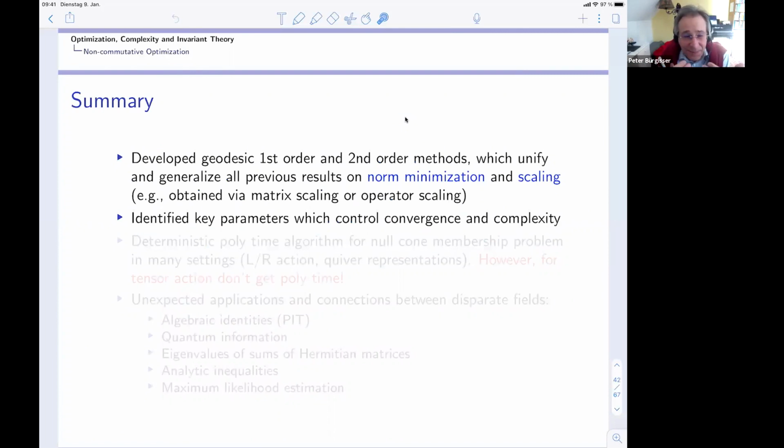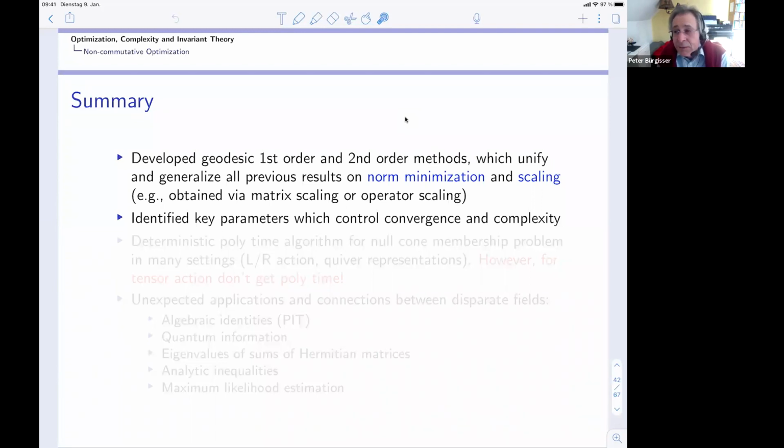So what we do, we are in this very general setting. One feature of this paper is that it's extremely general: a reductive group acting on a quantum space, and so on. Then we develop geodesic methods for optimization, and I will explain in more detail what I mean. We have a first-order and a second-order method, which are modeled after what people usually do in Euclidean optimization. We get algorithms and results that basically unify everything that was done before. The problems we look at are norm minimization and scaling, which I will explain. In particular, we get back the results on matrix scaling and operator scaling.